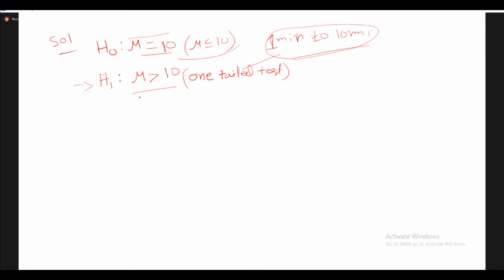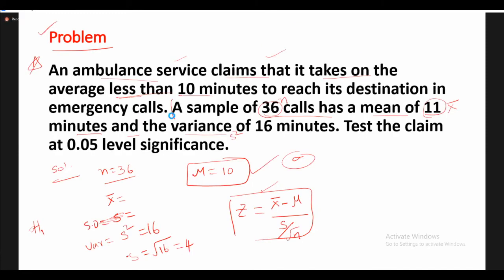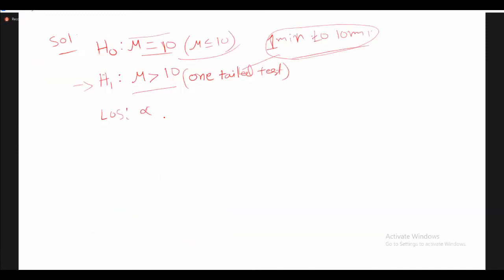Okay. Now, what is the third step? Third step is level of significance, alpha. All of you see the question. Alpha is given 5%. That means 0.05. Now, the tail test is one tail test and alpha is 5%.